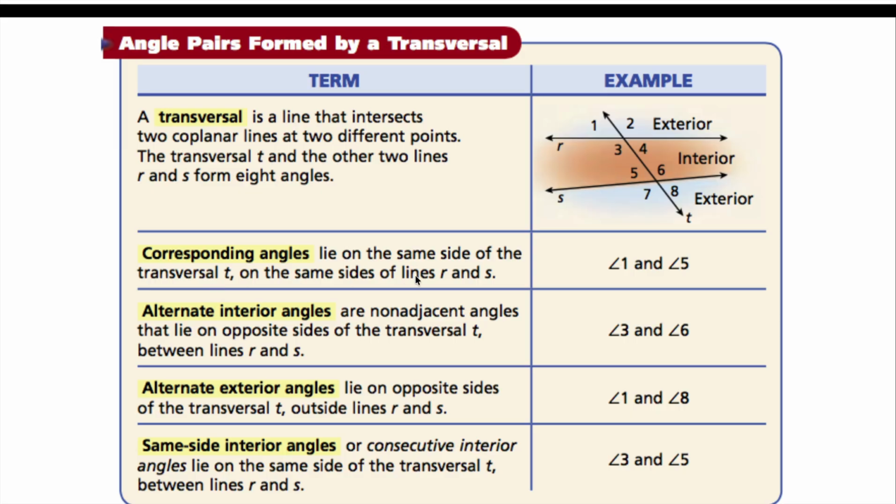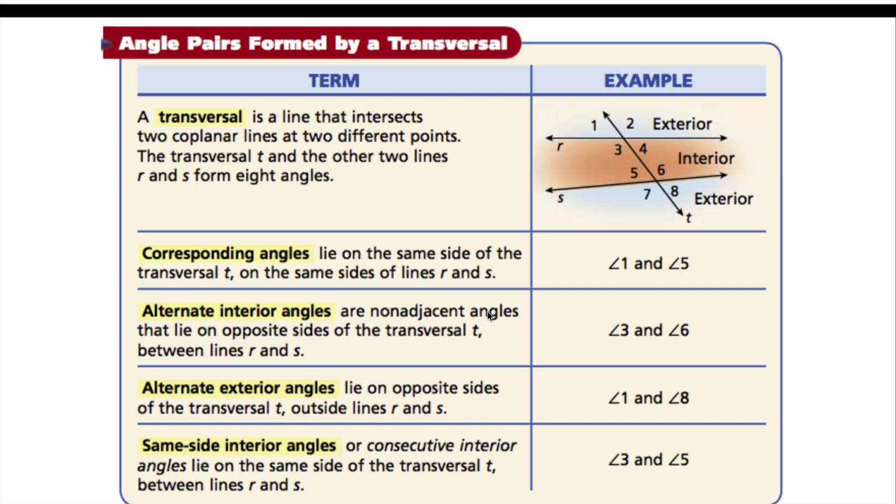Corresponding angles are lying in the same spot. So it says 1 and 5 are corresponding. Do you see how they're in the same relationship between the transversal line and the parallel line? Top left section, bottom left section. Right bottom section, top right section. So these are showing relationships because they are corresponding angles.